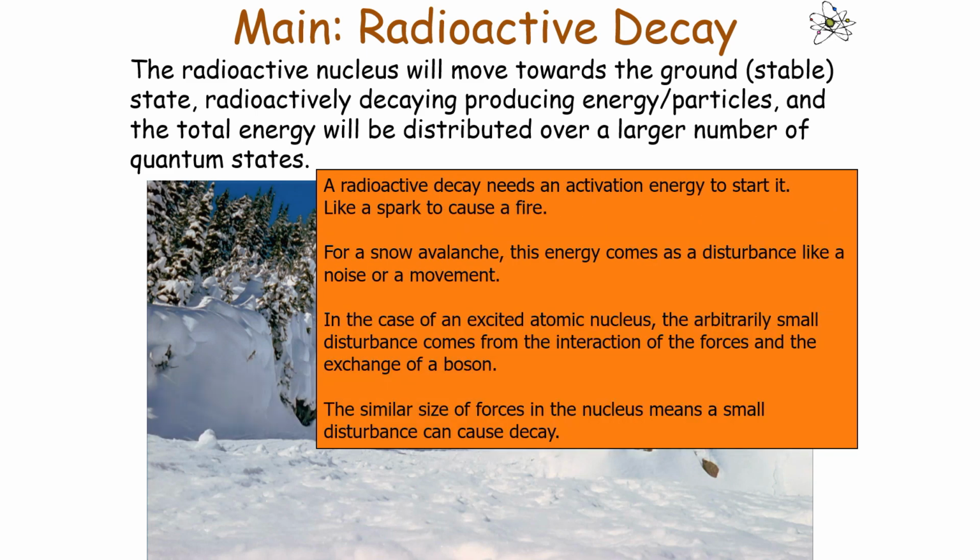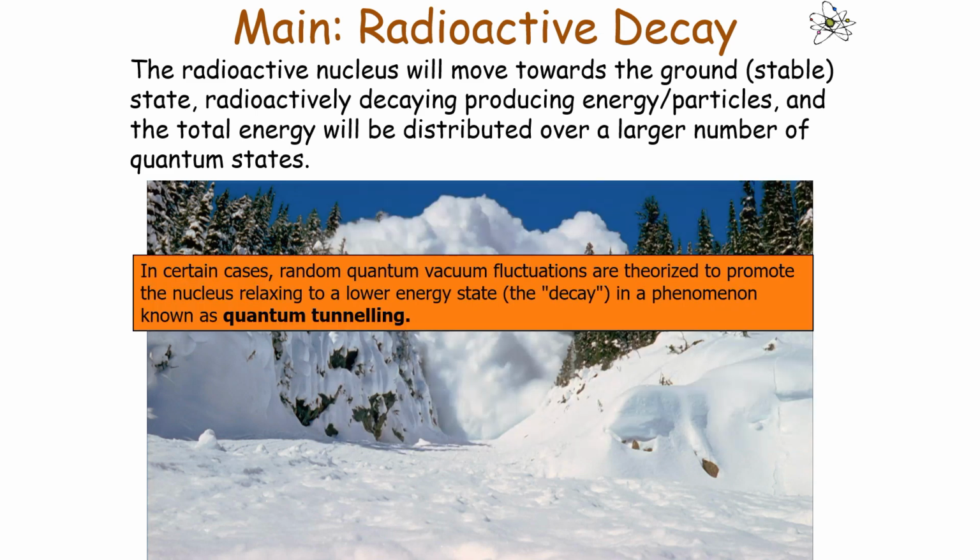Now, radioactive decay needs this activation to start it, like a spark causing a fire. Now, for a snow avalanche, the energy comes from a disturbance, like a noise or a movement, and in the case of an excited atomic nucleus, the arbitrarily small disturbance comes from the interaction of the forces in the nucleus and the exchange of a boson. Now, the similar sizes of the electromagnetic and strong interaction in the nucleus means a small disturbance can cause a decay. So in certain cases, random quantum fluctuations are theorized to promote the nucleus to relax into an energy state, which is the decay, in what we call quantum tunneling.